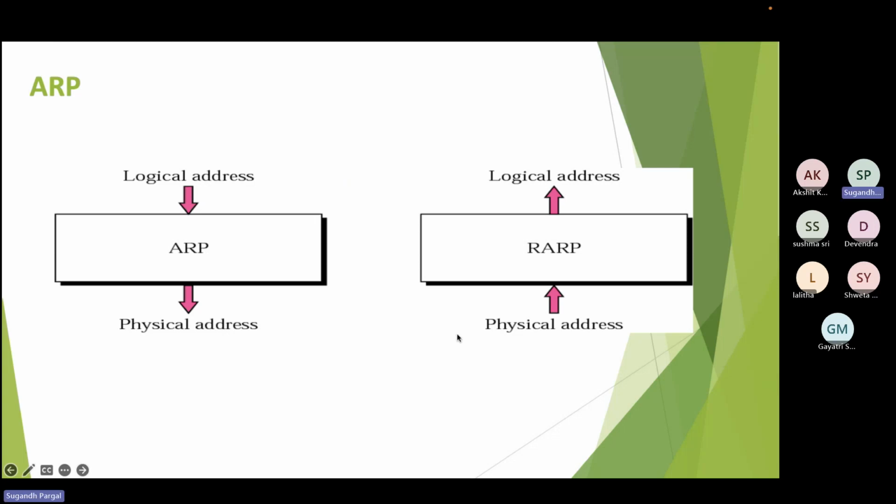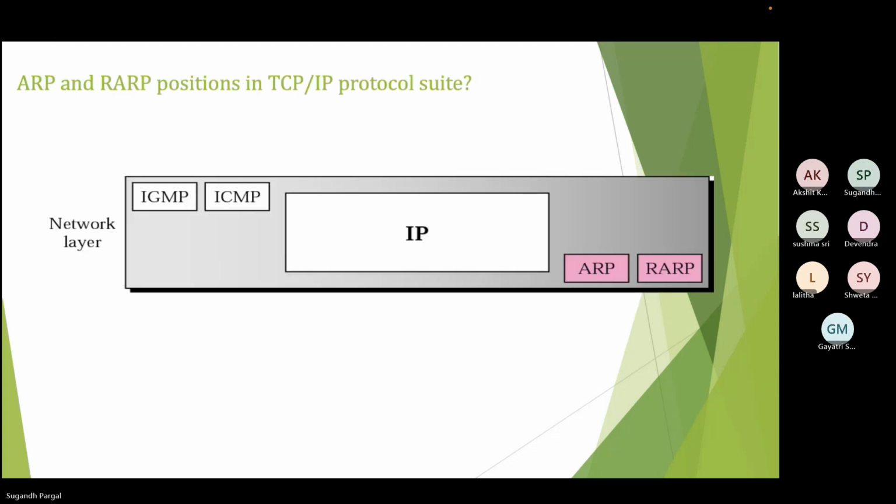And then there is RARP, which starts with the physical address, when we have the physical address and want the IP address corresponding to that machine. So where are ARP and RARP positioned in the TCP/IP protocol suite? They are positioned in parallel with the network layer, in between the network layer and the data link layer. This is the network layer, and beneath that is the data link layer. ARP and RARP are placed in between them.